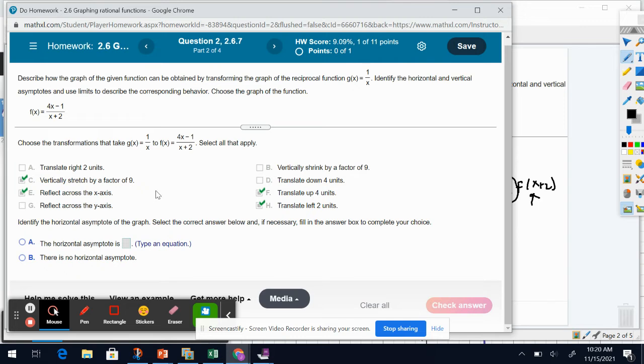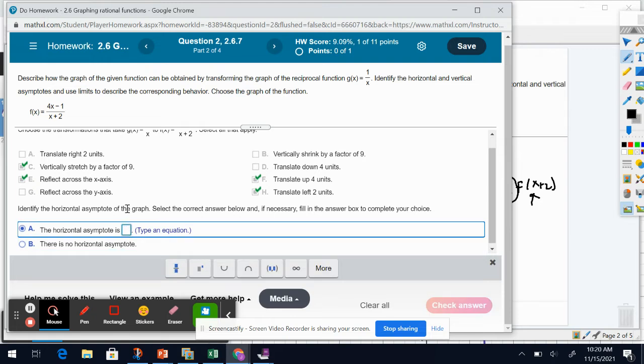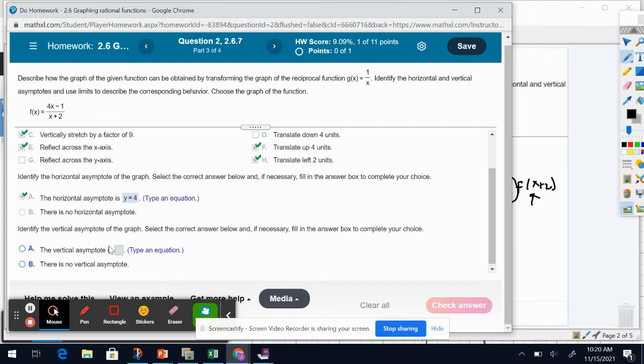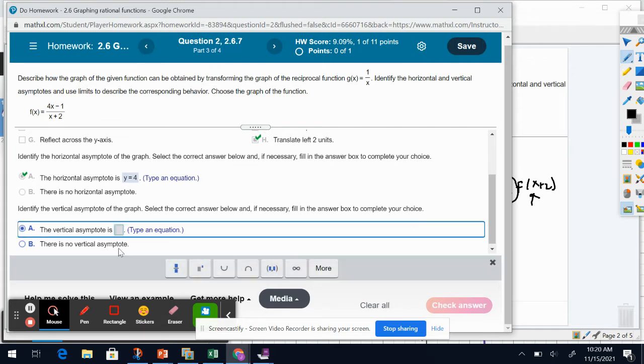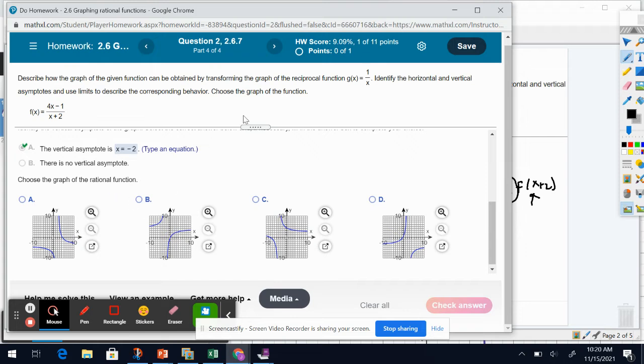So now identify the horizontal asymptote of the graph. Well, what was the horizontal asymptote? We're typing the equation. Y equals 4. Again, how did I get that? Same degree on top and bottom. Divide. Okay. Identify the vertical asymptote. What makes the denominator equal to 0? Type the equation. X equals negative 2. Good.